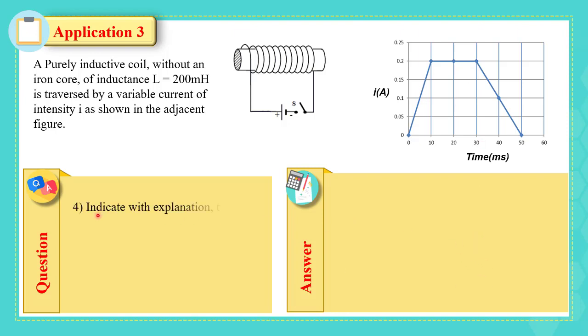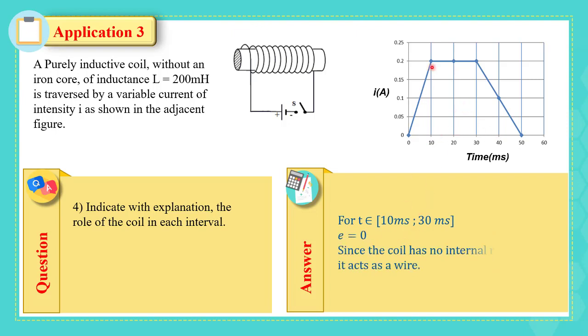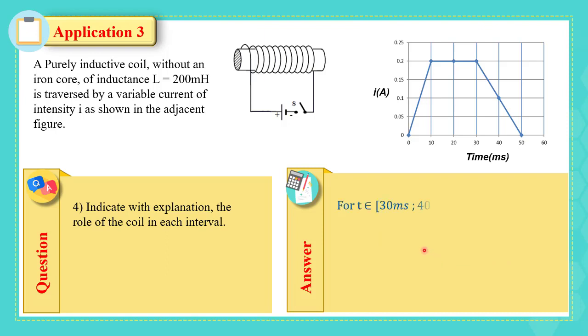Part 4. Indicate with explanation the role of the coil in each interval. For t between 0 and 10 milliseconds, E equals minus 4 volts, less than 0, and I is greater than 0, so E dot I is negative. In this case, the coil acts as a receiver. In the second interval, E equals 0 since I is constant and dI over dt is 0, so the coil acts as a wire since it has no internal resistance. In the third interval, E equals 2 volts is positive and I is also positive, so E dot I is positive and the coil acts in this case as a generator.